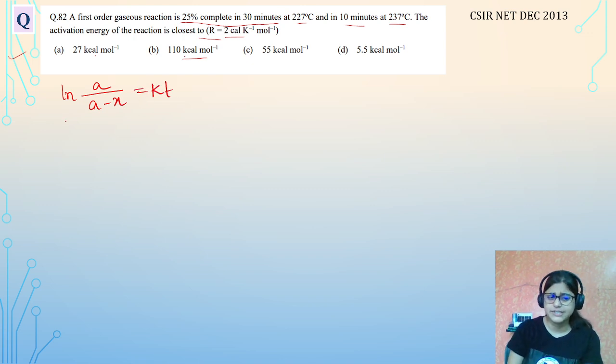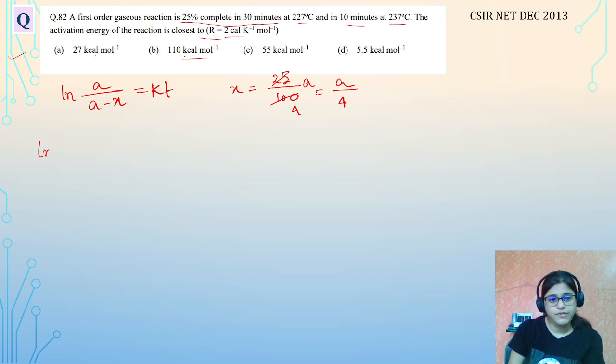K is the rate constant, T is time, A is the initial concentration, X is the concentration of product at T time, or A minus X is the concentration of reactant at T time. Fine. 25% complete means X will be 25 by 100, which will be 4. A by 4 it will be. Here is A by 4. Okay. This much reaction actually happened.